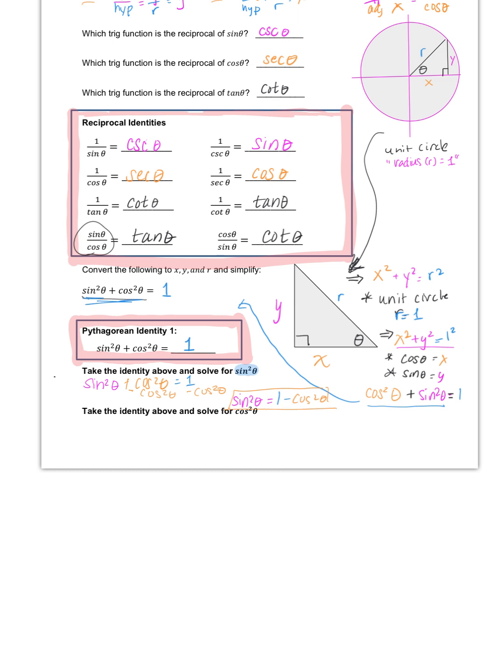Okay, let's take the next one, and we're going to solve the next one for cosine squared theta. Same idea. To solve for cosine, I have to move the sine over.